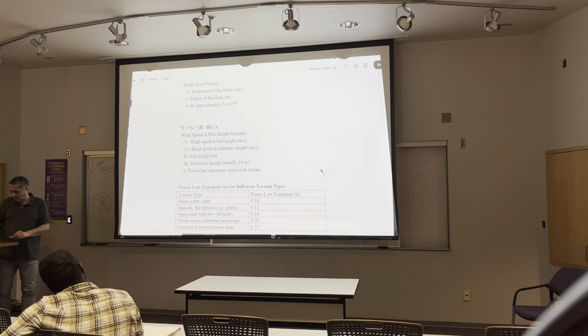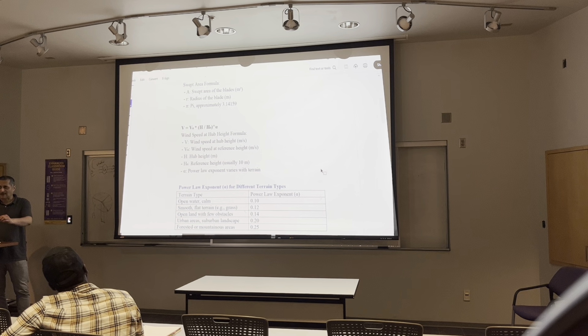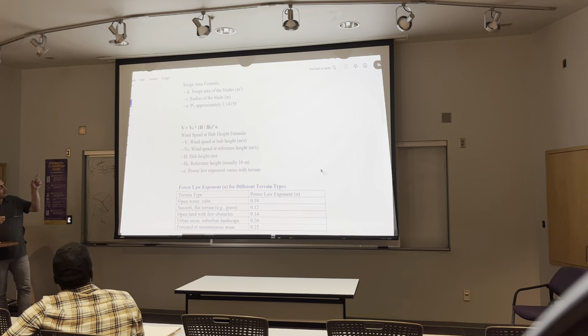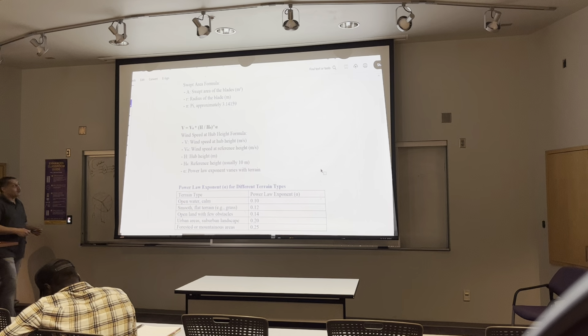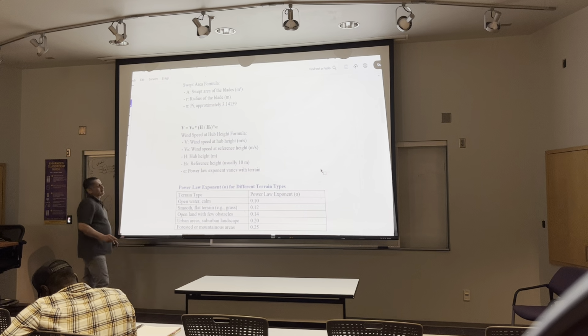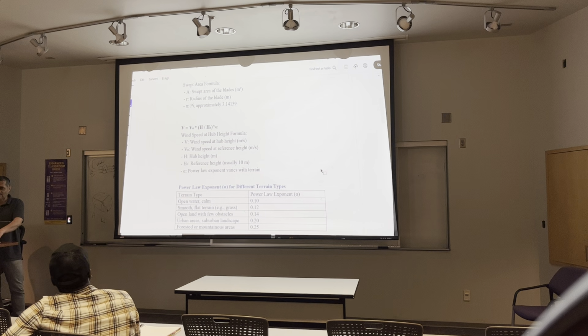This is the reference height, and this is the hub height. So the velocity at this one is V naught, and the velocity at this one is V. Sure, the wind at V is more than at V naught, depending on the height. So this height and this reference height, from this to this, from the table to this one.